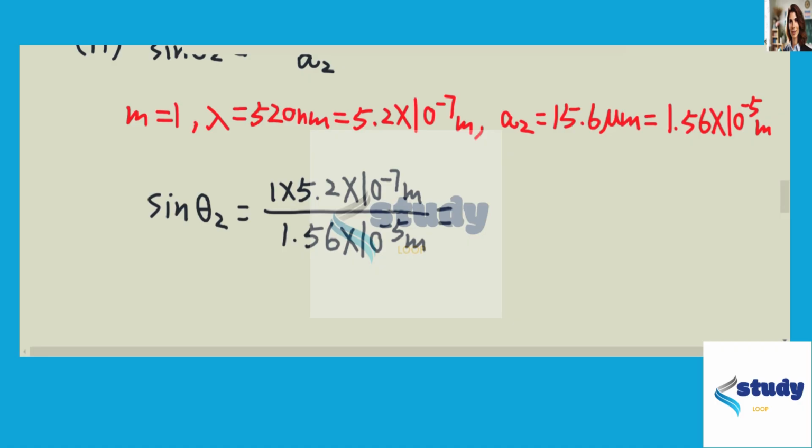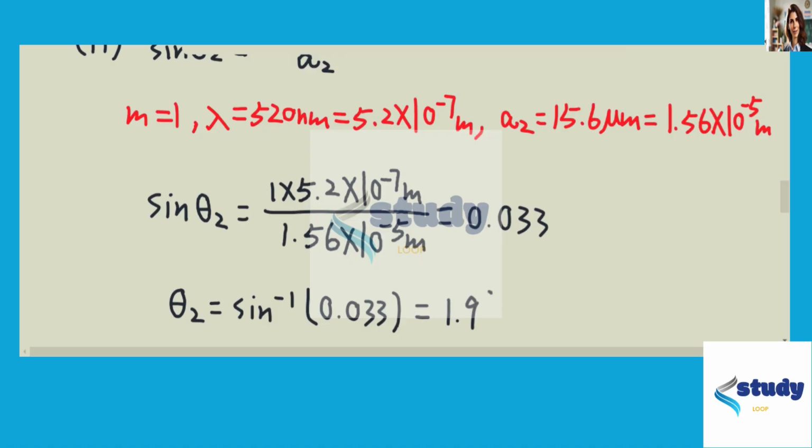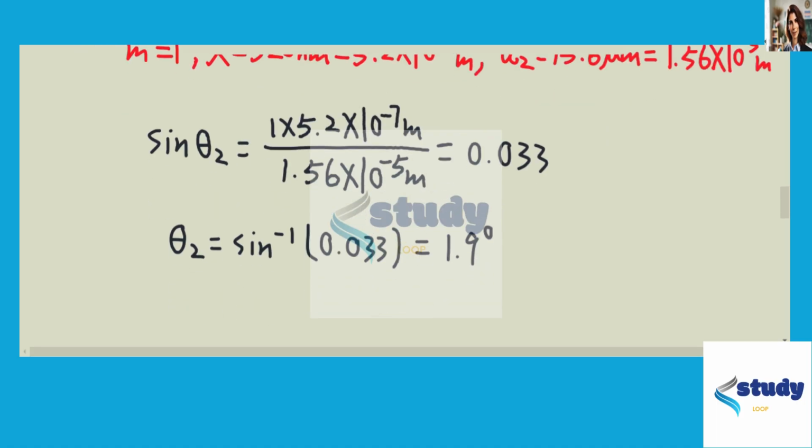And this will give us sine theta 2 is equal to 0.033. So therefore, we'll have theta 2 is equal to the inverse sine function of 0.033, which will give an angle of about 1.9 degrees. And these are the answers for this question.